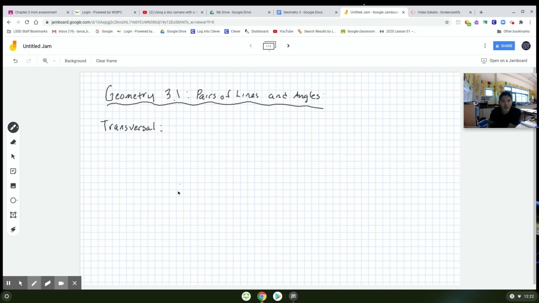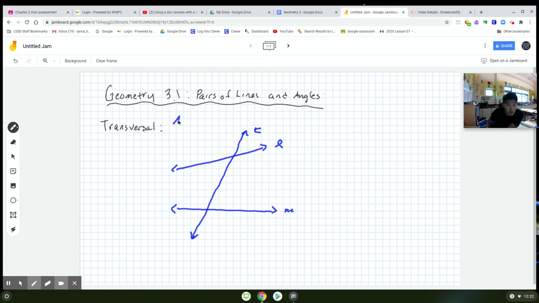Okay, continuing with 3.1, we were just talking about pairs of lines, like parallel lines or skew lines. So if I have two lines in a plane, I'm going to call this line L, a second line that's not necessarily parallel, although it could be with the first line, and then a third line, I'm going to call that line T. That line T intersects at least two lines, L and M in this case. So that third line there, T, is a transversal. Transversal is just a line that intersects two or more lines.